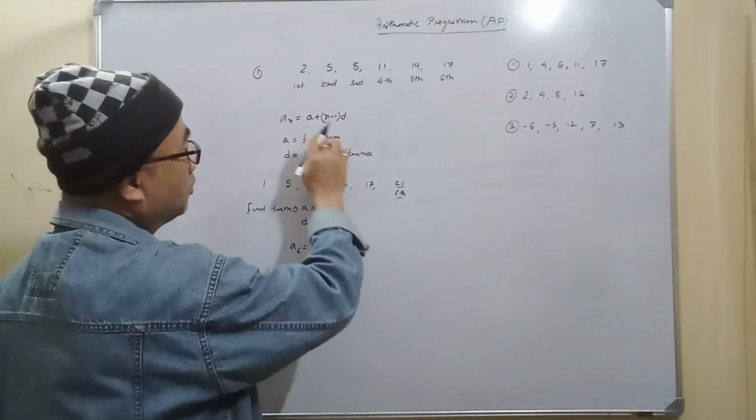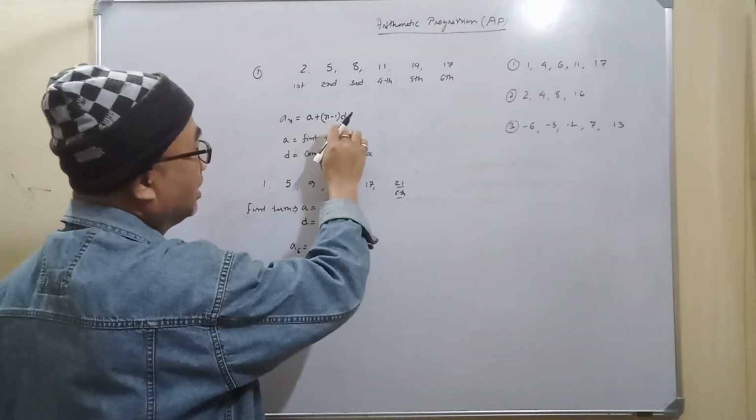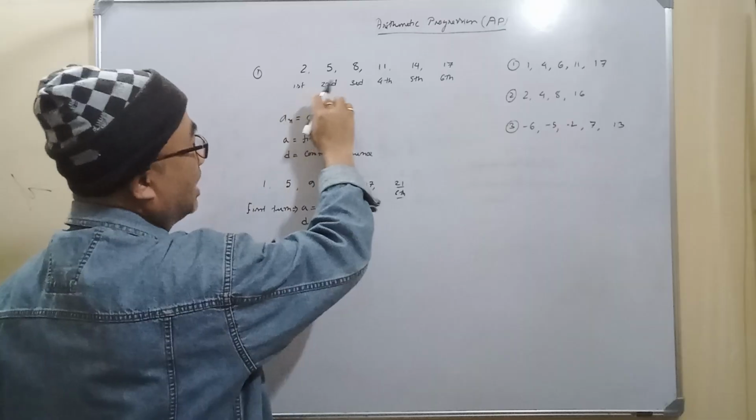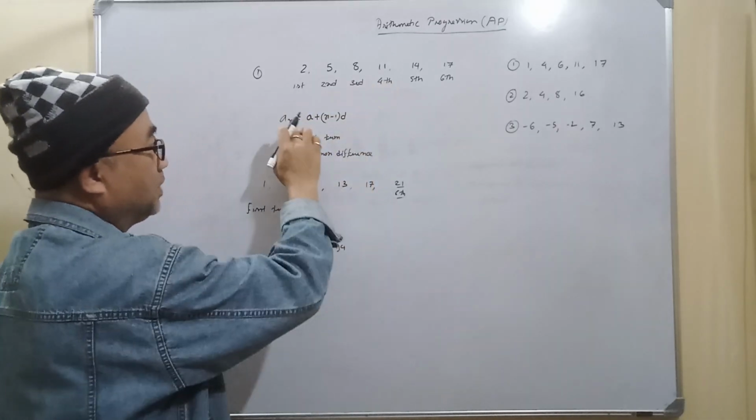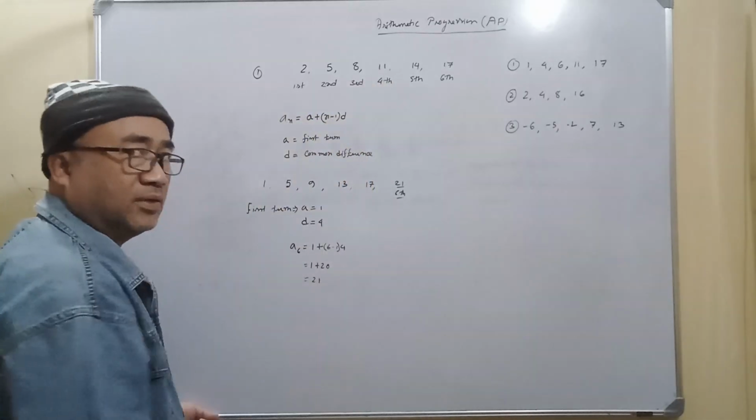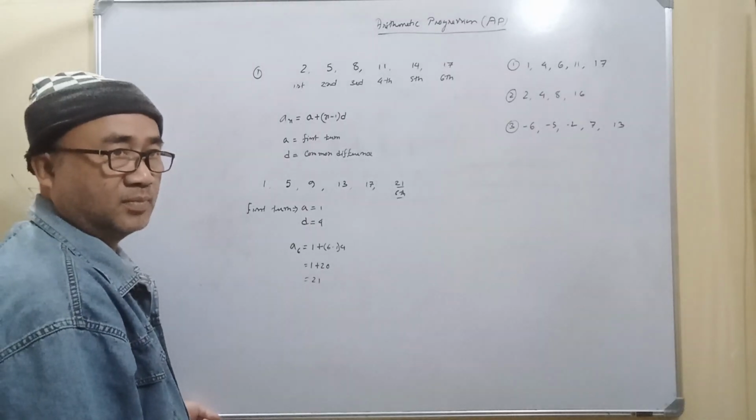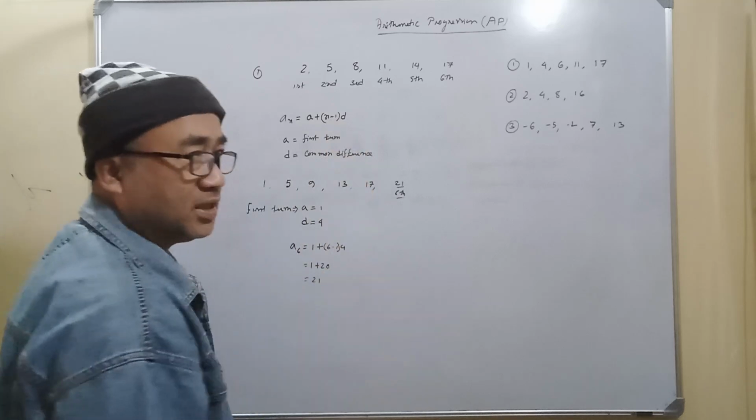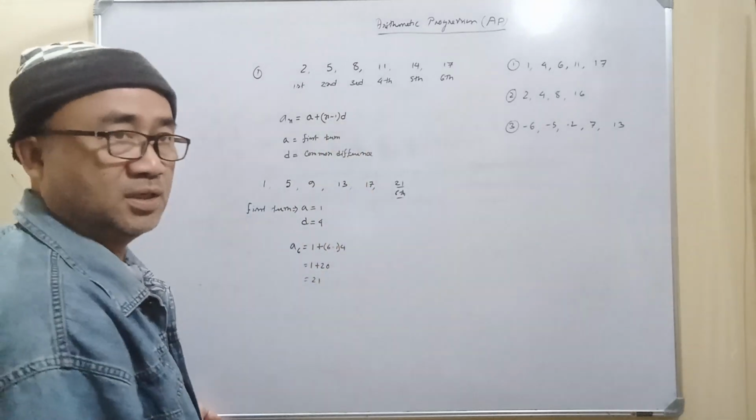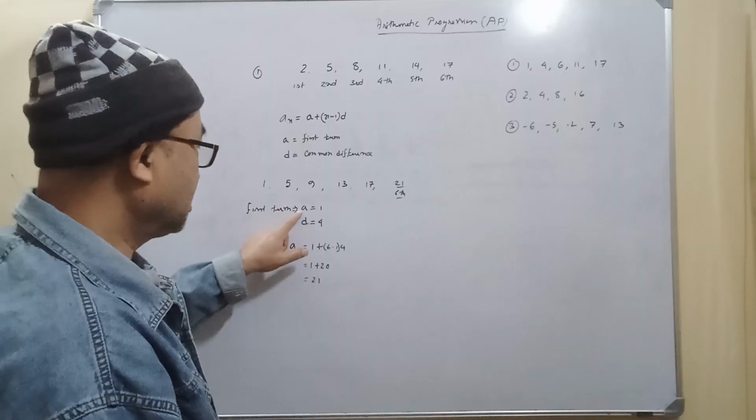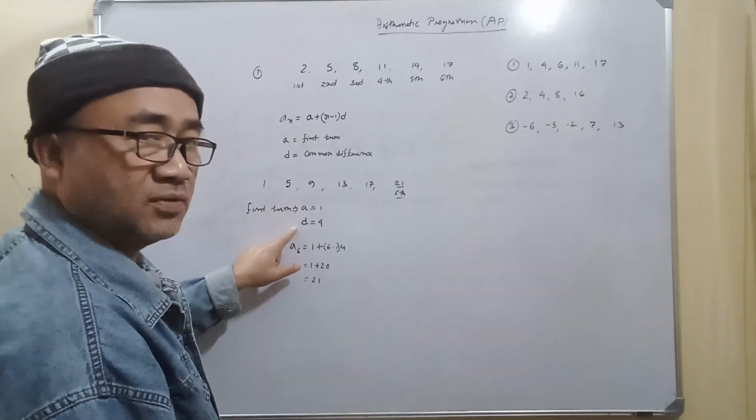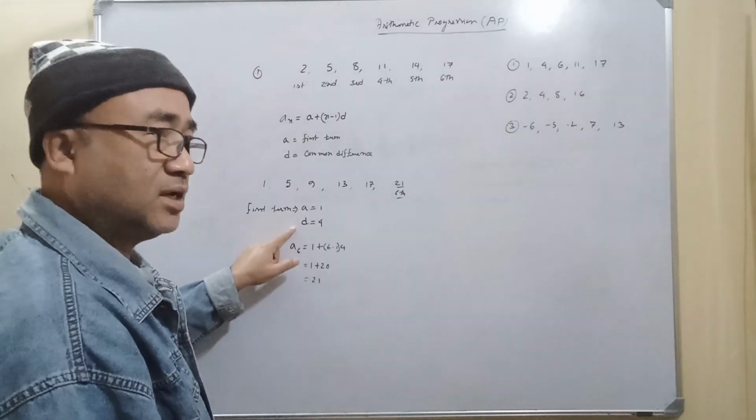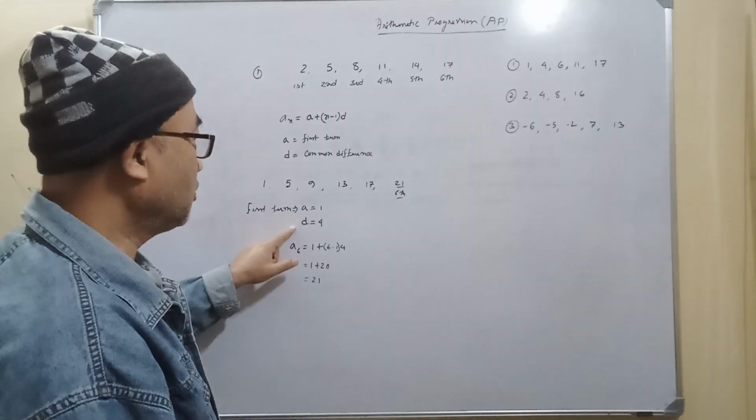So we have proved that to find any term of this arithmetic progression, we can apply this formula and get that particular term. And as I said earlier, it is applicable for all arithmetic progressions. If you know the first term and the common difference, you can find the nth term of the arithmetic progression with this formula.